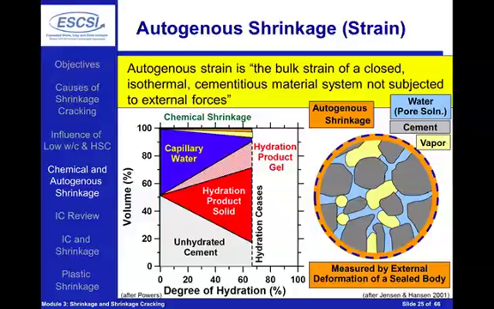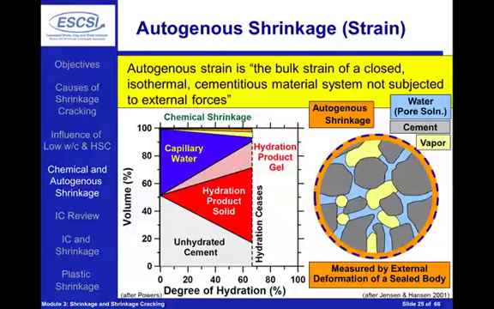Now, we've talked about chemical shrinkage, and what we want to be really clear about now is when we're talking about chemical shrinkage, we're talking specifically about the total volume change of the cement due to the reaction. We're going to shift gears a little bit here, and we're going to talk about autogenous shrinkage or autogenous strain, and this is going to be a fraction of the chemical shrinkage that's occurring in the system.